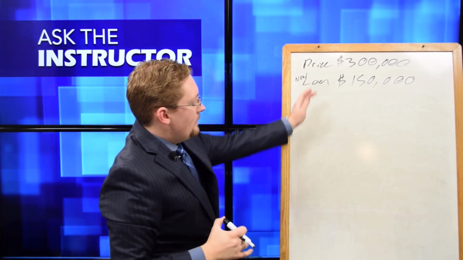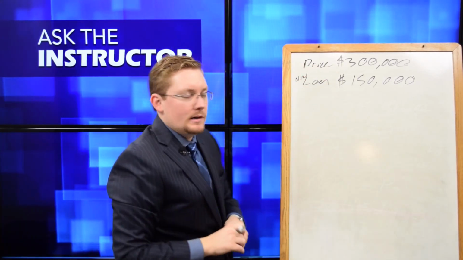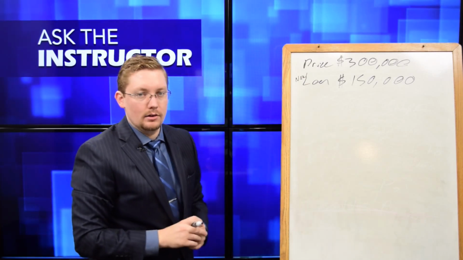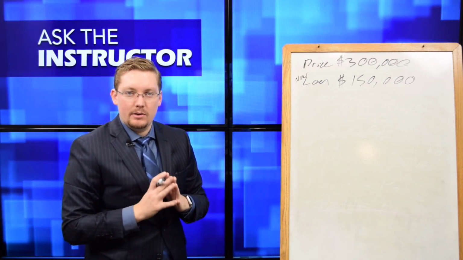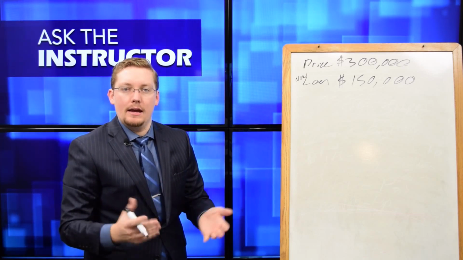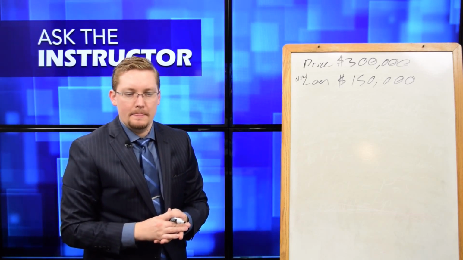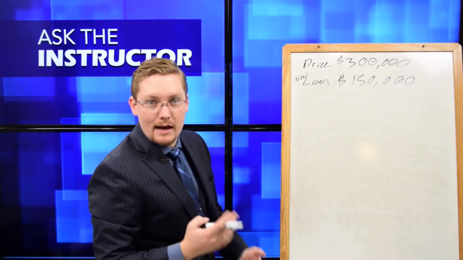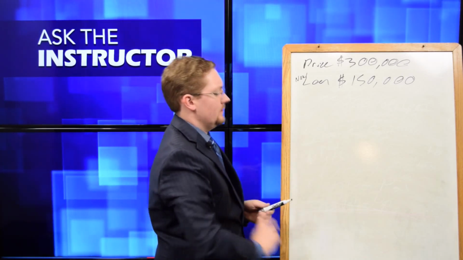So a buyer is looking to buy a $300,000 property, and in order to do that, they need to take out a $150,000 loan. What would be the documentary stamp tax on the note, and how would it be recorded on the closing statement? So that's maybe how you might see a question, whether in an exam simulator or actually on the exam. It'll probably be worded in a similar fashion to that.